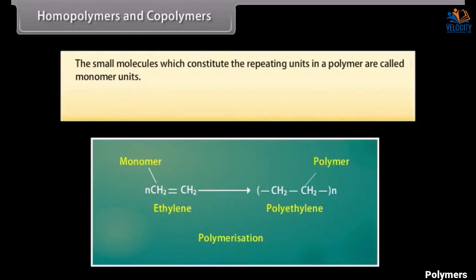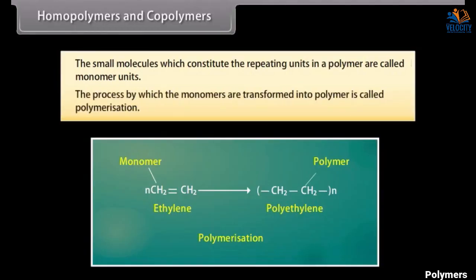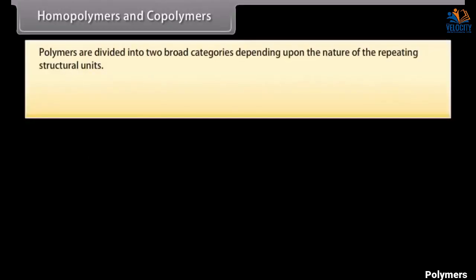Homopolymers and copolymers. The small molecules which constitute the repeating units in a polymer are called monomer units. The process by which the monomers are transformed into polymer is called polymerisation. For example, polyethylene is a polymer which is obtained by the polymerization of ethylene. The ethylene molecules are referred to as monomer units. Polymers are divided into two broad categories depending upon the nature of the repeating structural units.